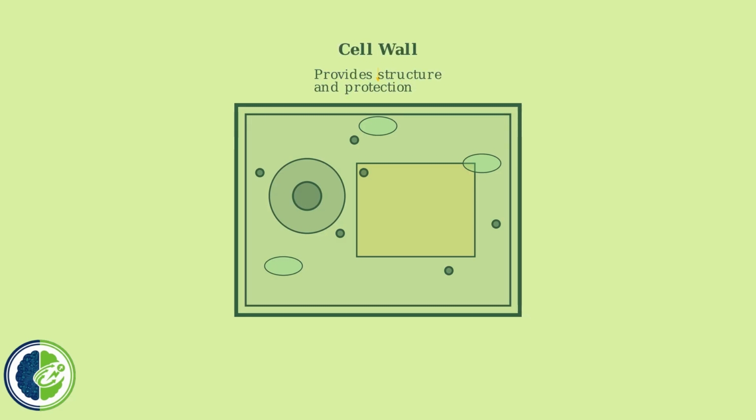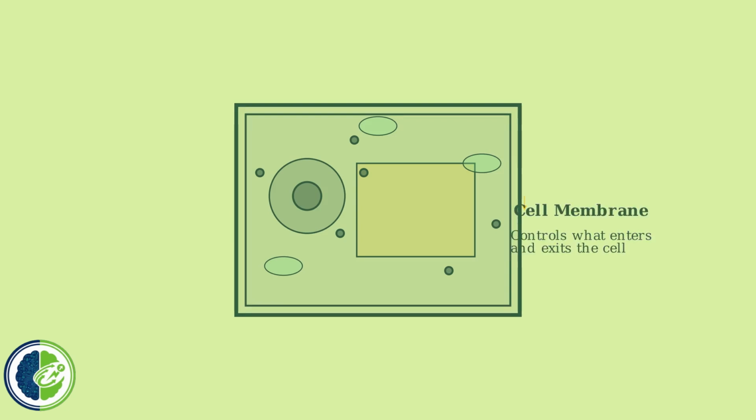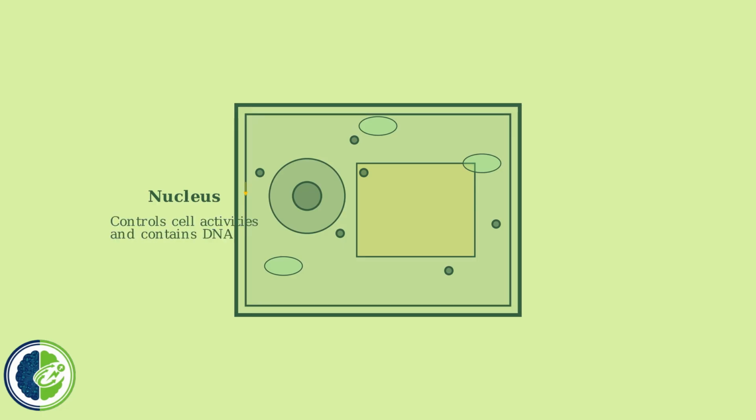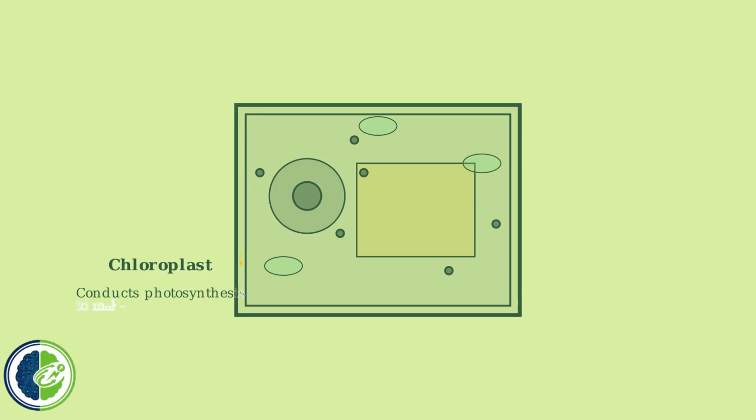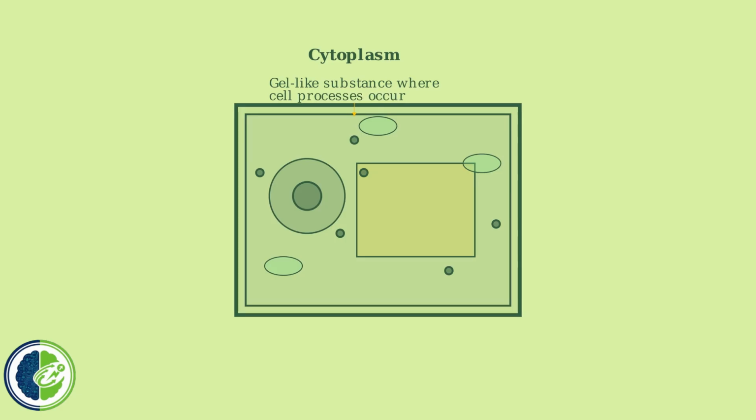This organelle has a specific function in the plant cell. Next, let's identify the cell membrane, the nucleus, the vacuole, the chloroplast, and the cytoplasm. Each of these organelles has a specific function in the plant cell.